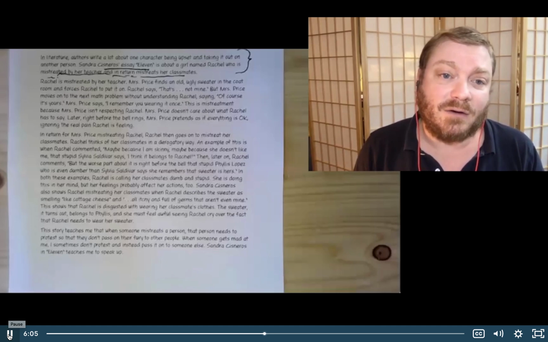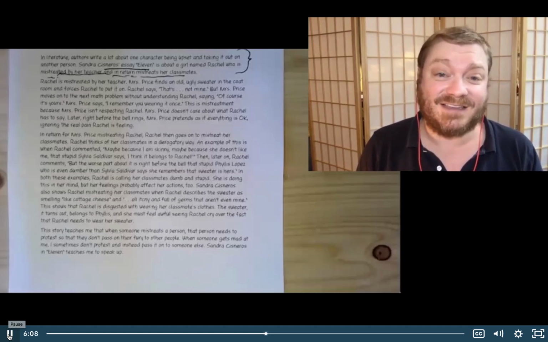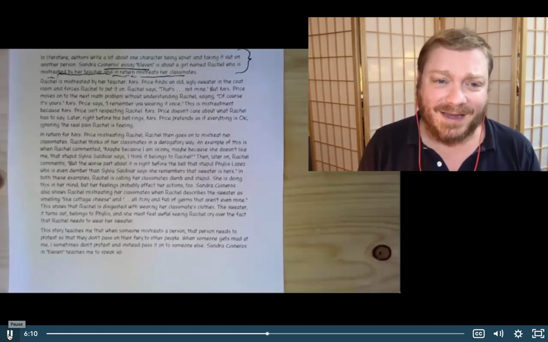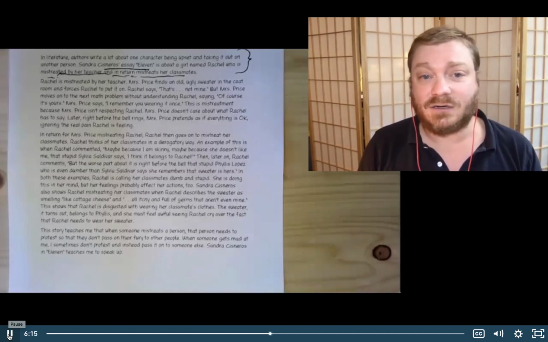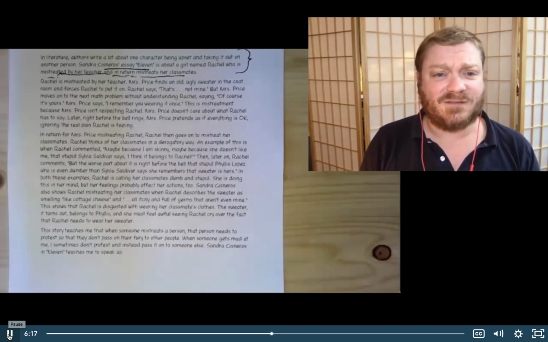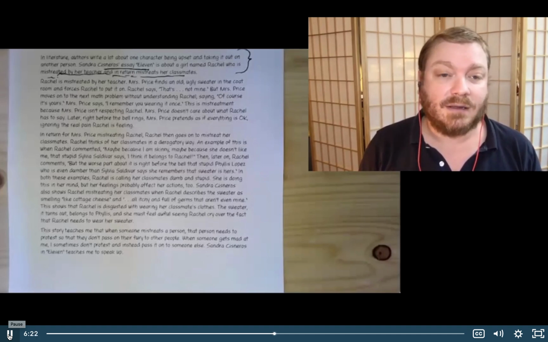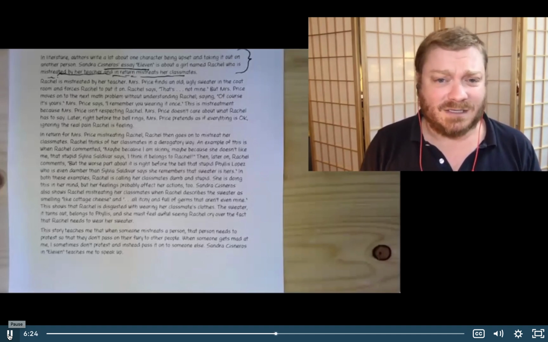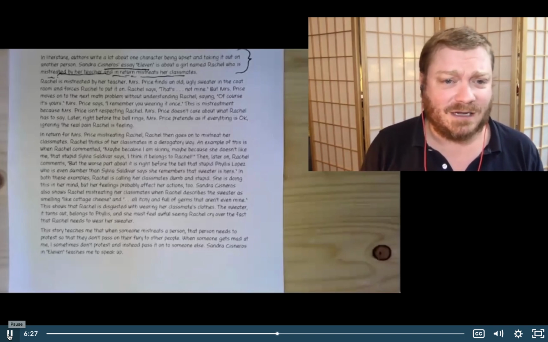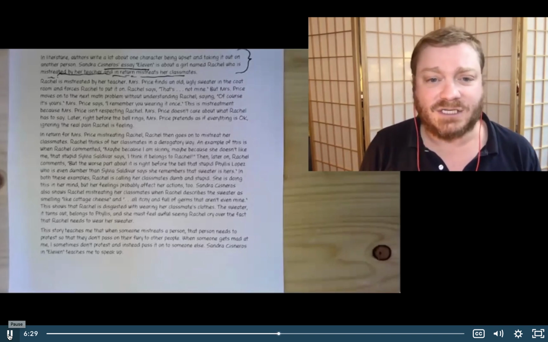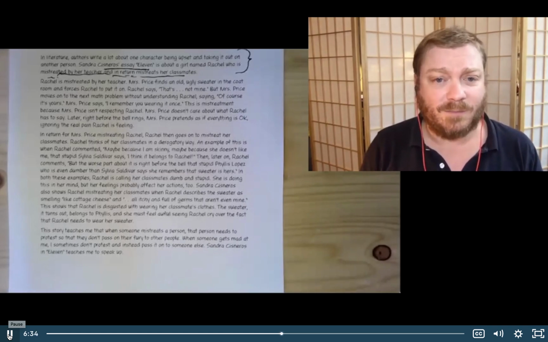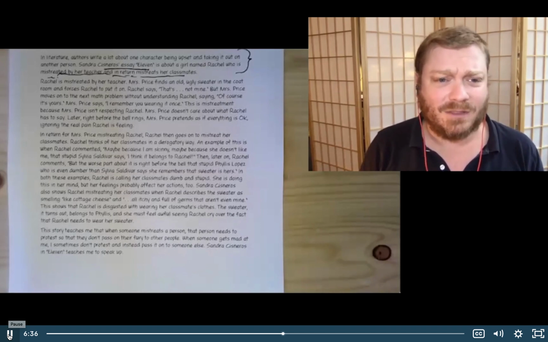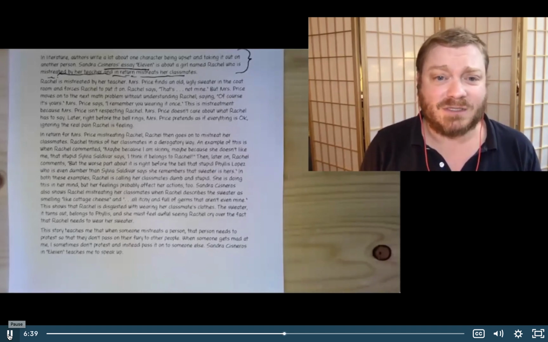Later, right before the bell rings, Mrs. Price pretends as if everything's okay, ignoring the real pain Rachel is feeling. In return for Mrs. Price mistreating Rachel, Rachel then goes on to mistreat her classmates. Rachel thinks of her classmates in a derogatory way. An example of this is when Rachel commented, "Maybe because I'm skinny, maybe because she doesn't like me, that stupid Sylvia Saldivar says, I think it belongs to Rachel." Then, later on, Rachel comments, "But the worst part about it is right before the bell, that stupid Phyllis Lopez, who is even dumber than Sylvia Saldivar, says that she remembers the sweater is hers."